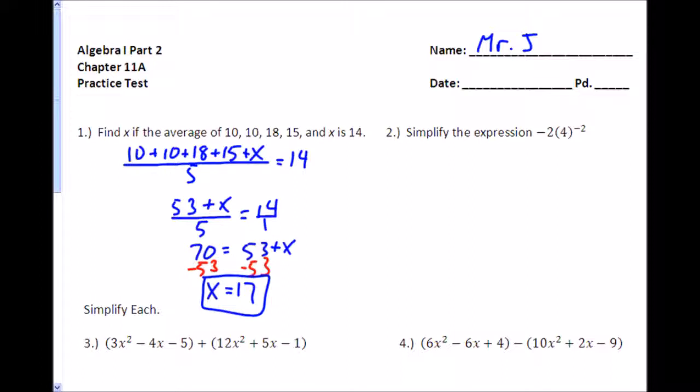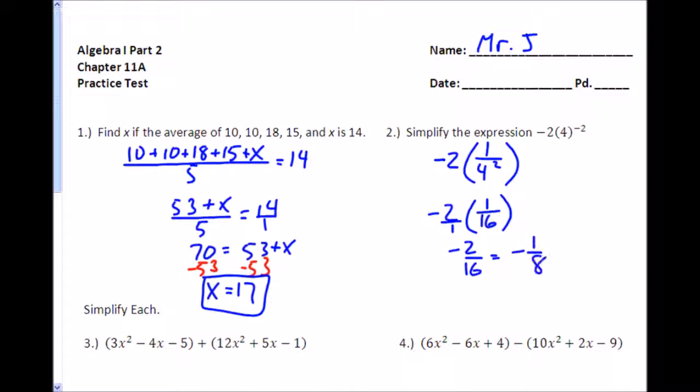For number 2, it says to simplify this thing. Right here I have multiplication and I have an exponent. I'm going to do the exponent first. Since that's a negative exponent, it simply flips this thing, so it sends it to the denominator, so it becomes 1 over 4 to the positive second. Okay, that's what negative exponents do. And now I do the exponent now that I've changed to a positive. So that's going to be 1 over 4 squared, which is 16. And now I have negative 2, which is negative 2 over 1 times this. That's going to be a negative 2 over 16 reduces to a negative 1/8. So again, the negative exponent flips it. So that gives me a negative 1/8.